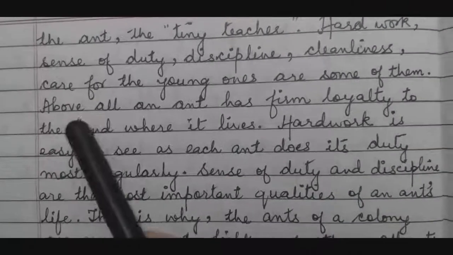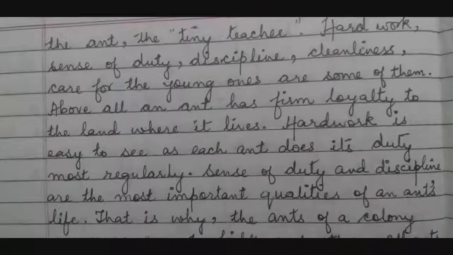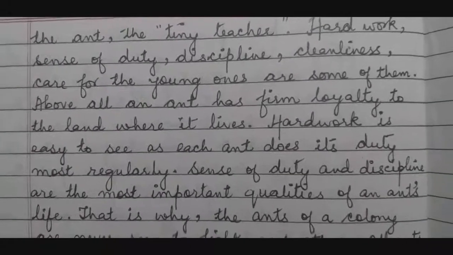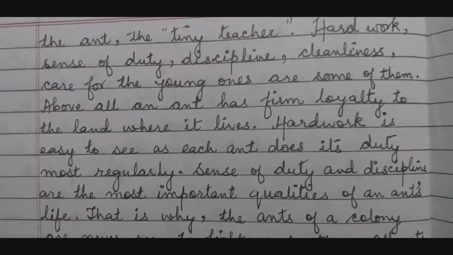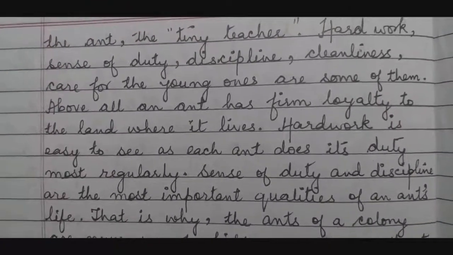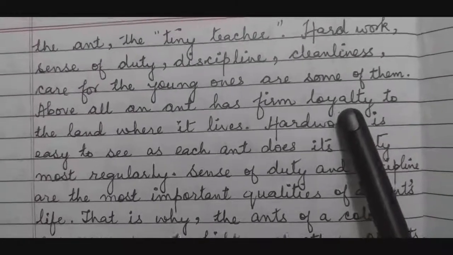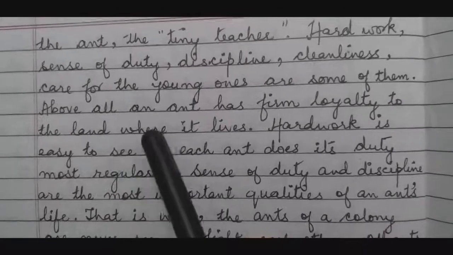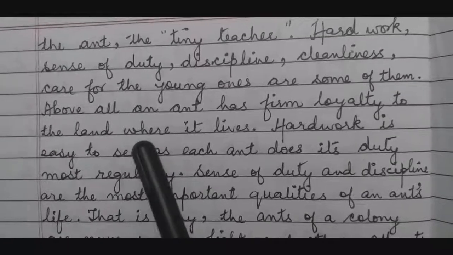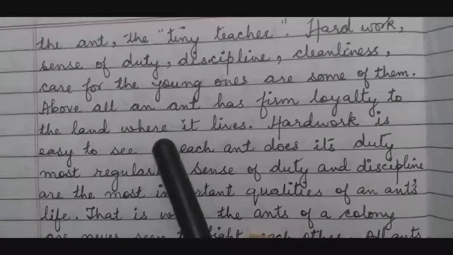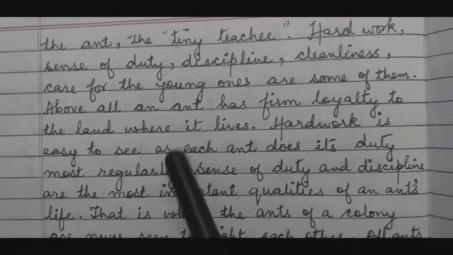Fine? Above all, an ant has firm loyalty to the land where it lives. Here it means that the ants are very loyal to the land. Who is in the land? In the land lies the queen. Yes or no? That means they are really very loyal to the queen. The queen needs all of them to do the work, and all the ants do the work without any hesitation, without thinking it a burden. They never think of their work as a burden.